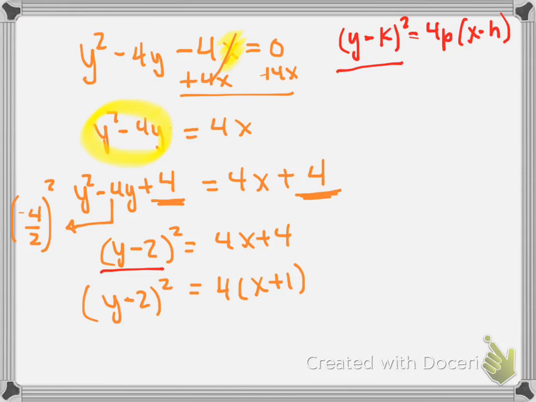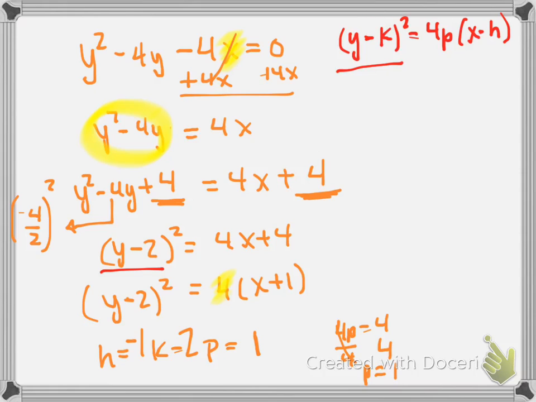Sweet. So what's h, what's k, and what's p? And we've been doing this since the first slide. We know that h is negative 1 because it's got to be the opposite. K is 2, and for p, I have 4p equal to 4 right here. So if I say 4p equals 4, I can divide by 4 on both sides, and I get p equals 1.